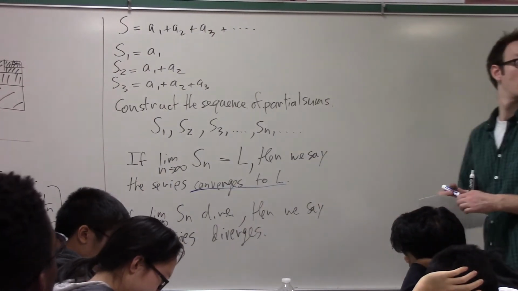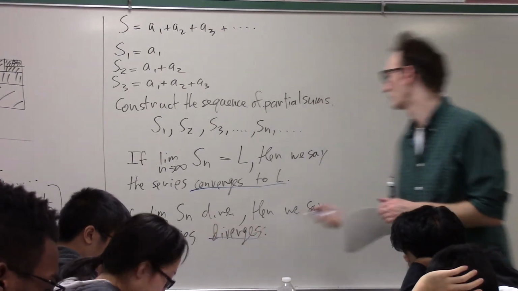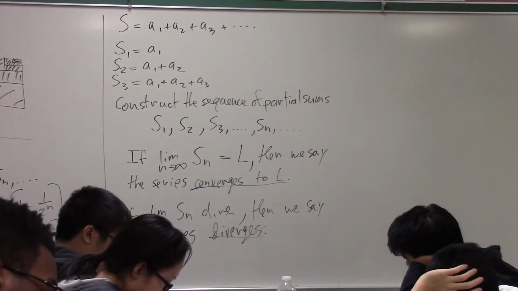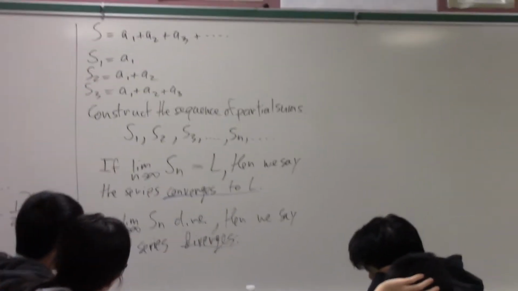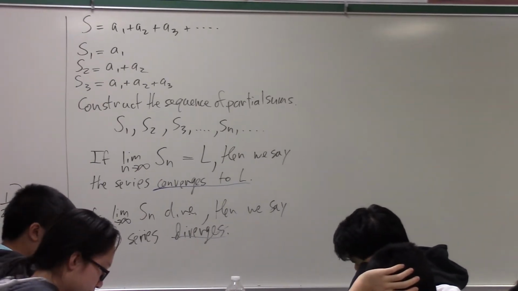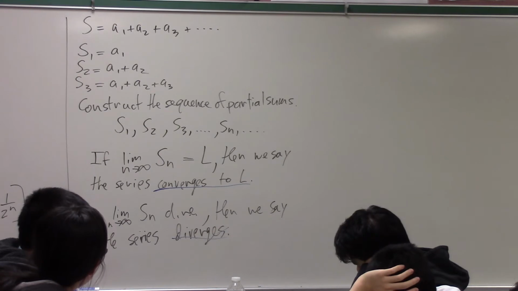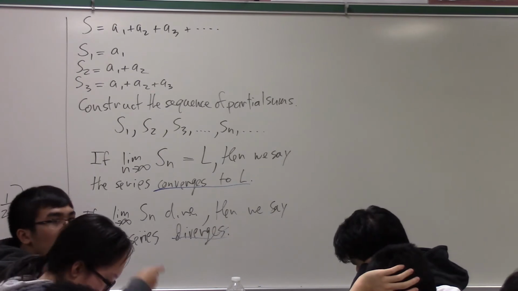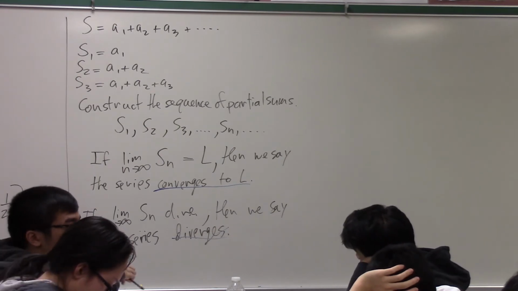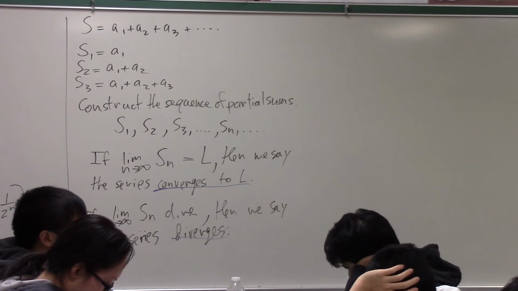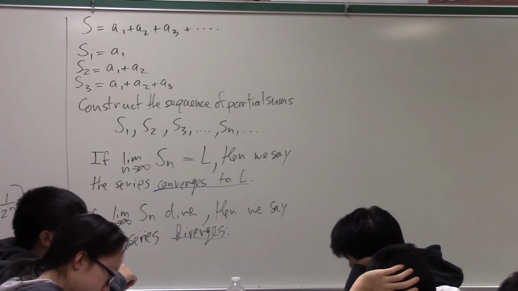Diverges. Okay. So an infinite series either converges or diverges. If it diverges, then it just keeps doing something crazy and thus it's garbage. If it converges, then the number that it converges to, we think of that as being the value of the series. How do you guys feel about this?